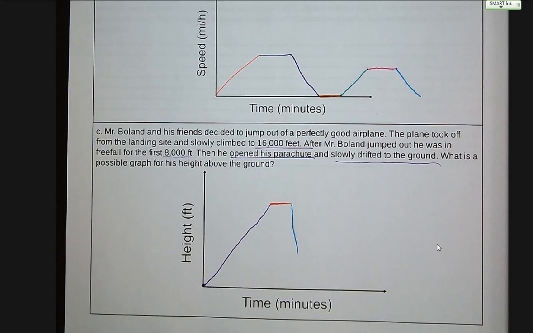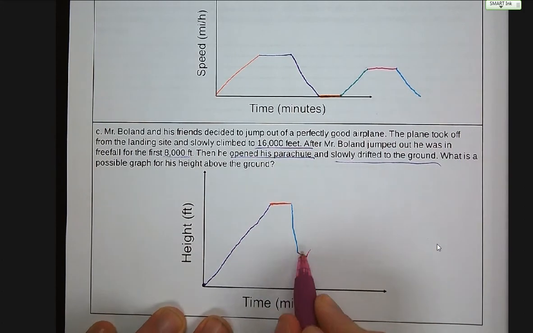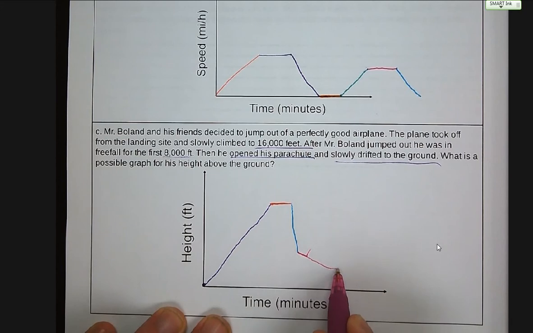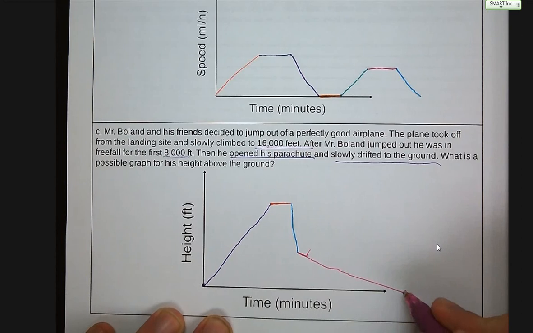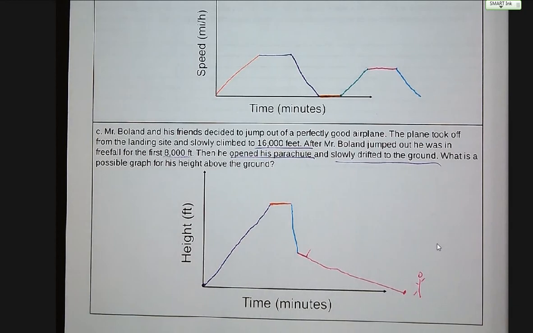Then he pulled his parachute and he slowly drifted to the ground. And there he is, safely on the ground. Yay, Mr. Boland made it. Okay, so you can see the potential graph.